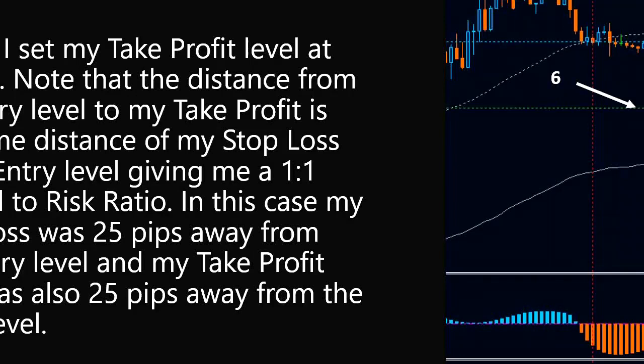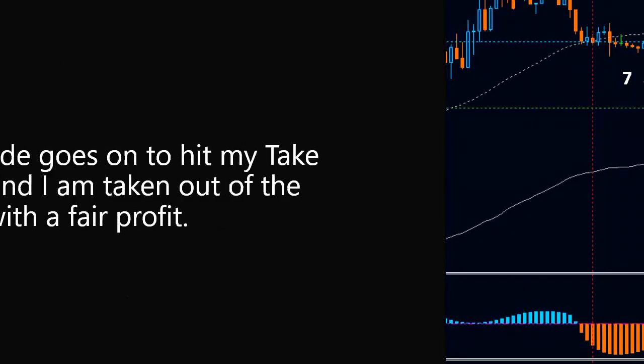Note that the distance from my entry to the take profit is the same distance as my stop loss to my entry level, again giving me a 1-to-1 risk-reward ratio. In this case, my stop loss was 25 pips away from the entry level, and my take profit level was also 25 pips away from the entry level. Now, as I said before, you can make it between 20 and 30 pips. I wouldn't go further than 30 pips away, and most of the time I would set it at 20 pips if my swing high or low was further away than that. The trade goes on to hit my take profit, and I'm taken out on the trade with a fair profit at 0.7. So that would have been a very profitable trade there.